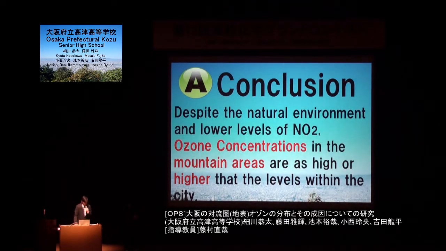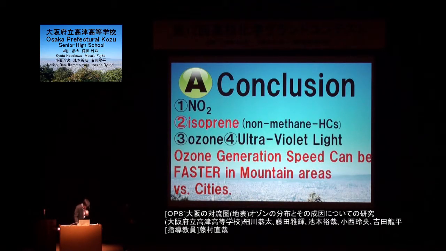In conclusion, our research found that in mountain areas in Osaka, despite low amounts of NO2, ozone concentrations are as high as or higher than those in the city. This is because ozone generation speed can be faster than in other areas when elements of NO2, non-methane hydrocarbons like isoprene, ozone, and enough ultraviolet light are satisfied.